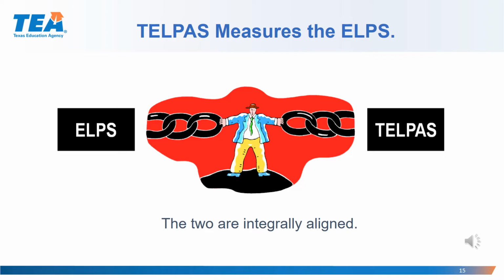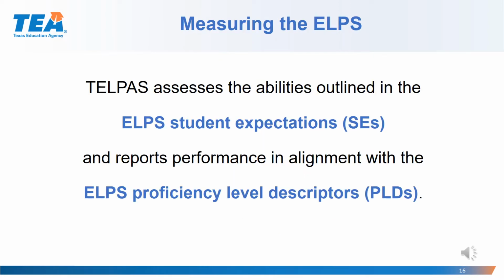TELPAS measures the ELPS. The two are integrally aligned. TELPAS assesses the abilities outlined in the ELPS student expectations and reports performance in alignment with the ELPS proficiency level descriptors, or PLDs. For the holistically rated components of TELPAS, the SEs are not assessed in isolation. They are reflected holistically in the PLDs.